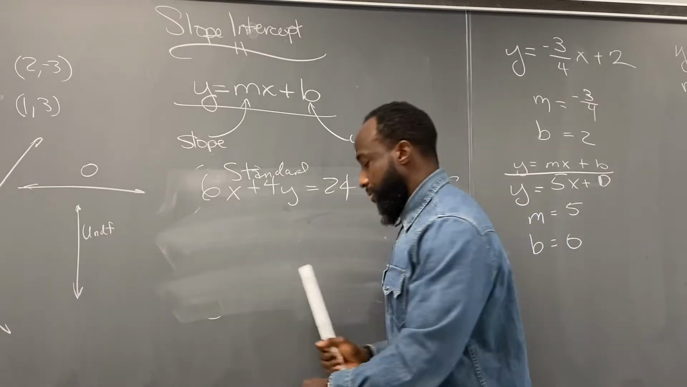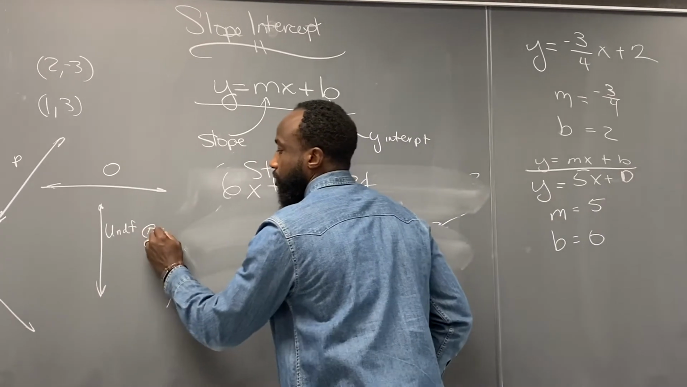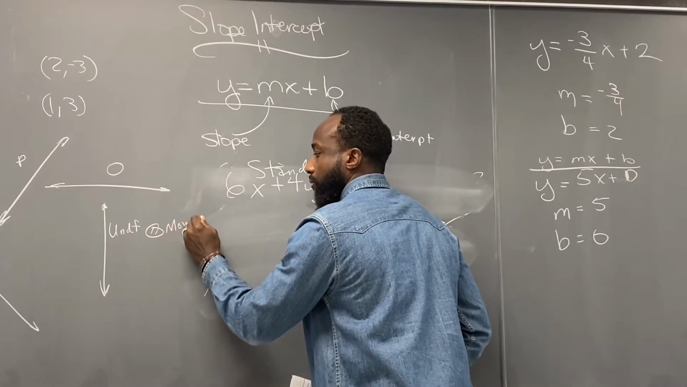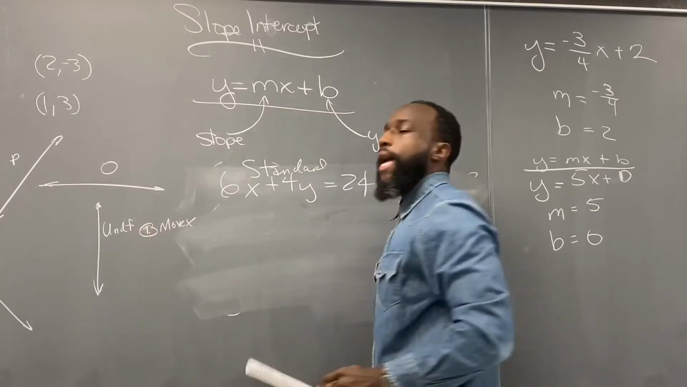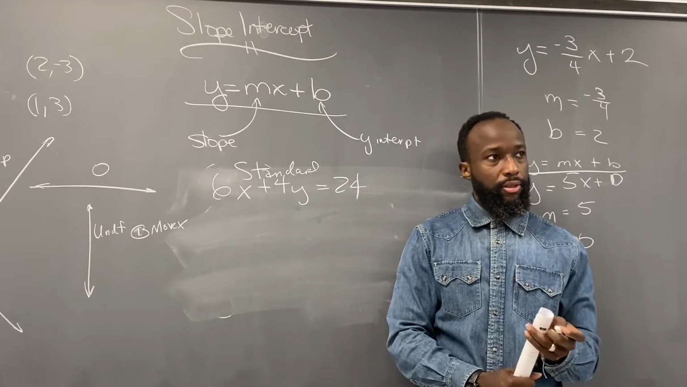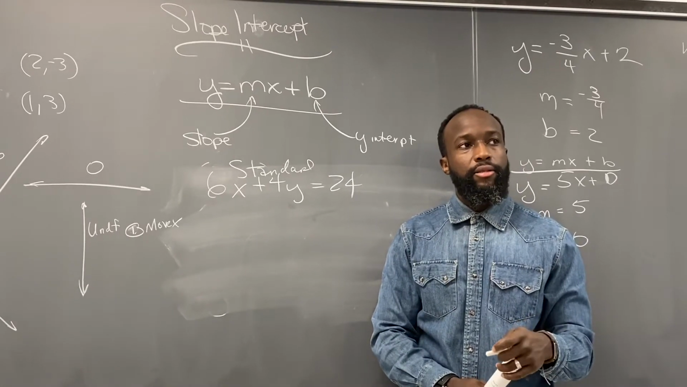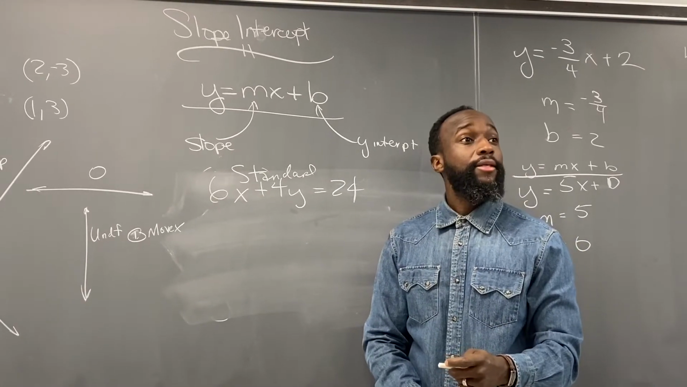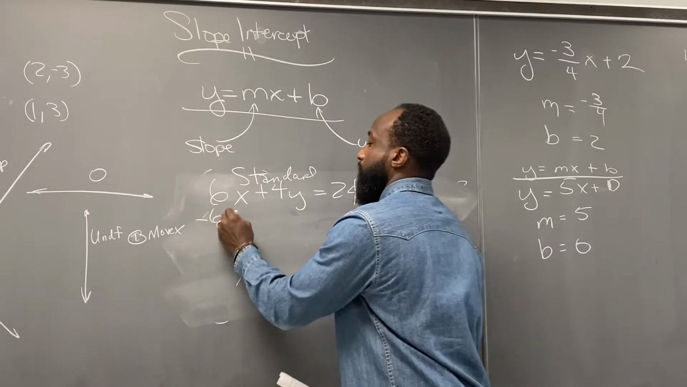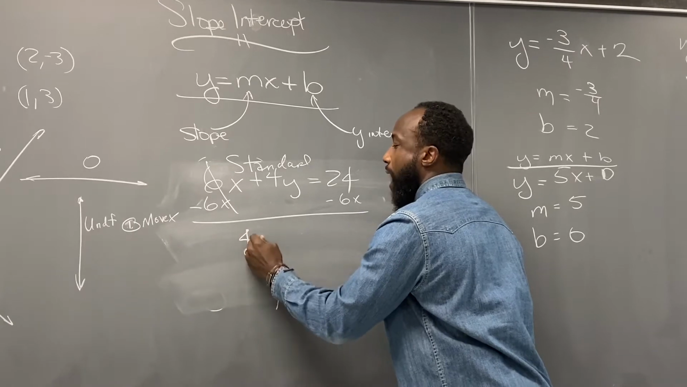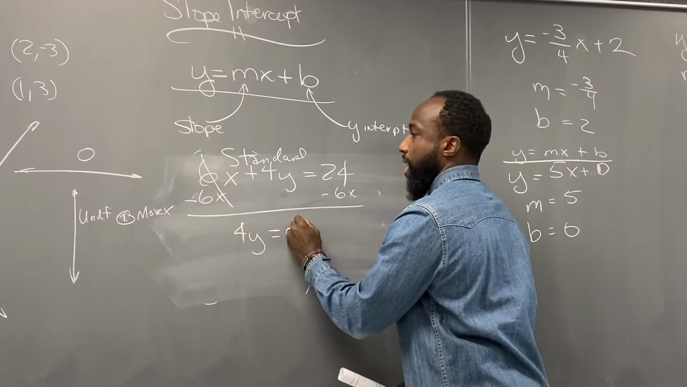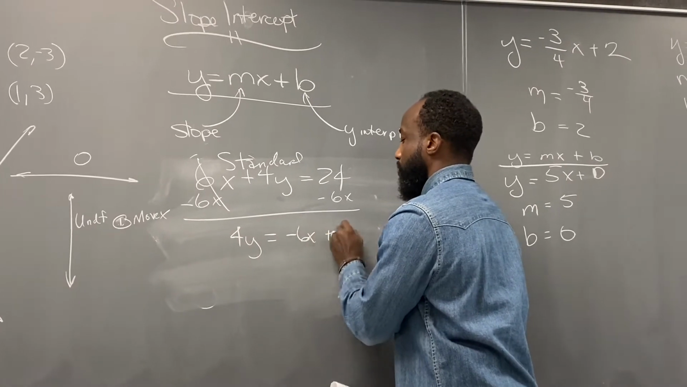So there's steps to it. First thing you want to do is move the x. That's one. How will we move this x? Subtract the 6x from both sides, minus 6x. So now you get 4y equals negative 6x plus 24.